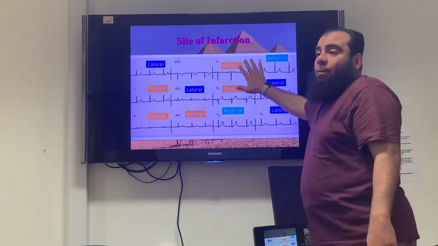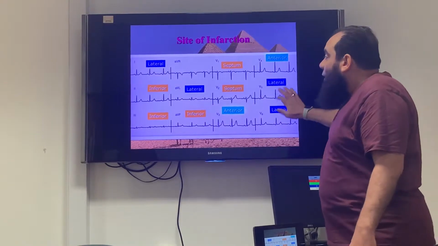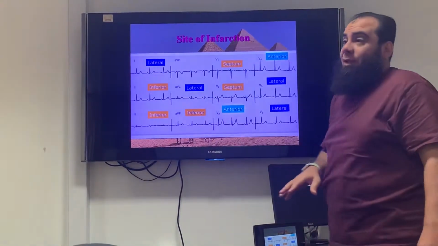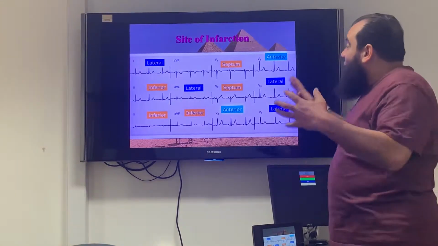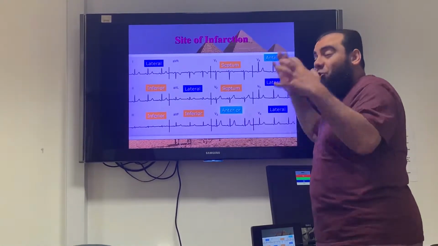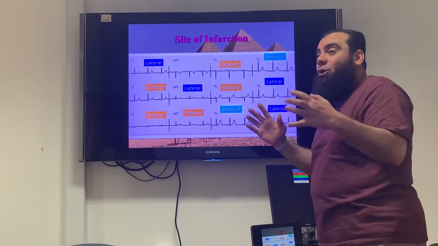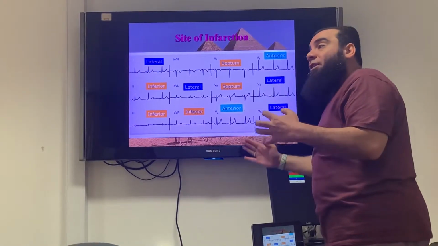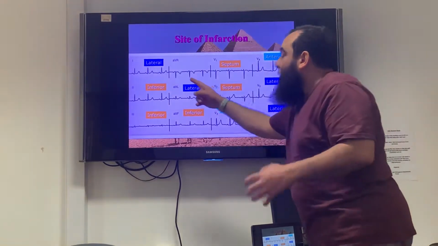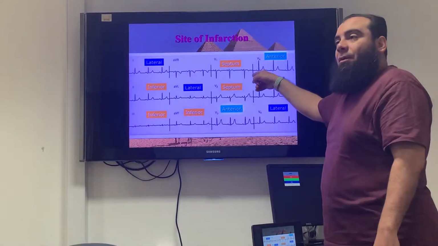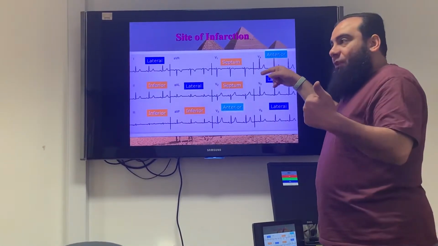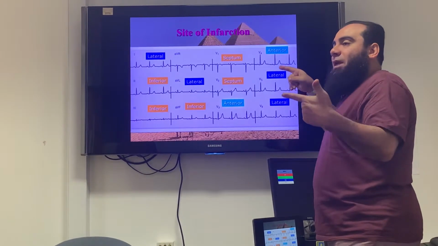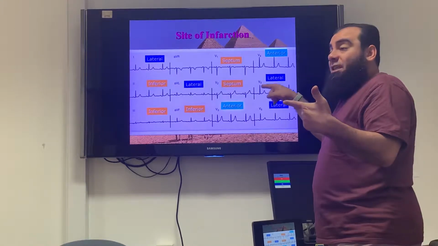Anterior of what? Left ventricle. Lateral of what? Left ventricle. Inferior of what? Left ventricle. So actually, the ST segments all over here show only the left ventricle. They didn't show the right ventricle and didn't show the posterior portion of the left ventricle. It shows only inferior, lateral, anterior, and septum. So the right ventricle is not shown here, and the posterior portion of the left ventricle we cannot see here.